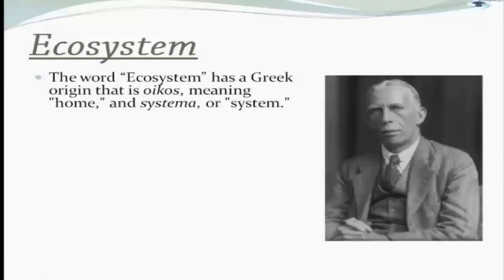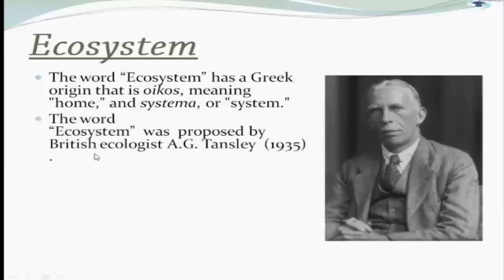Ecosystem is from the Greek word oikos, meaning home, and systema, which is system. So when we combine home and system, oikos and systema, ecosystem has been made. The word ecosystem was proposed by British ecologist A. G. Tansley in 1935.